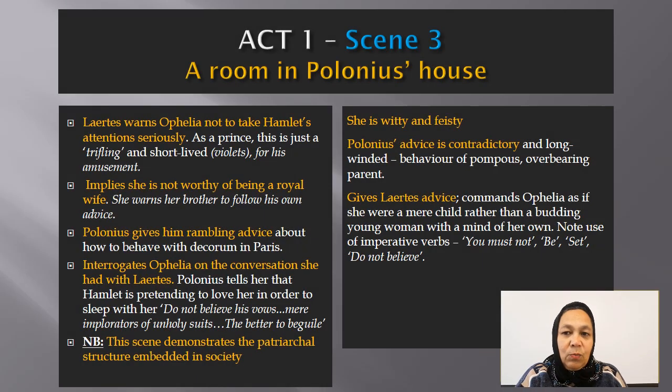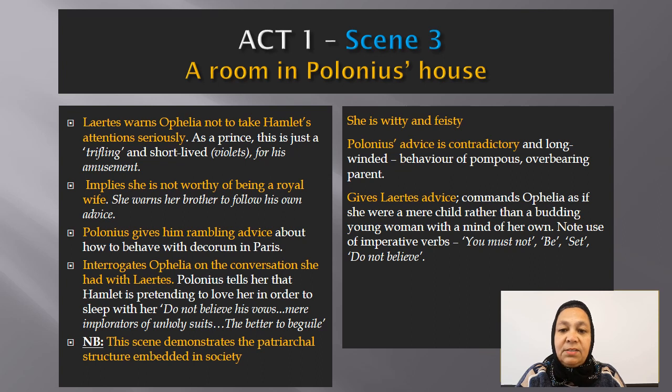The action now moves to a scene in Polonius's house, and it's Act 1, Scene 3. So we meet Polonius and his children. Now remember, I said at some point that all characters that are created by a playwright have a significant role to play in the drama. They are not accidental. They are key in events which are going to unfold.